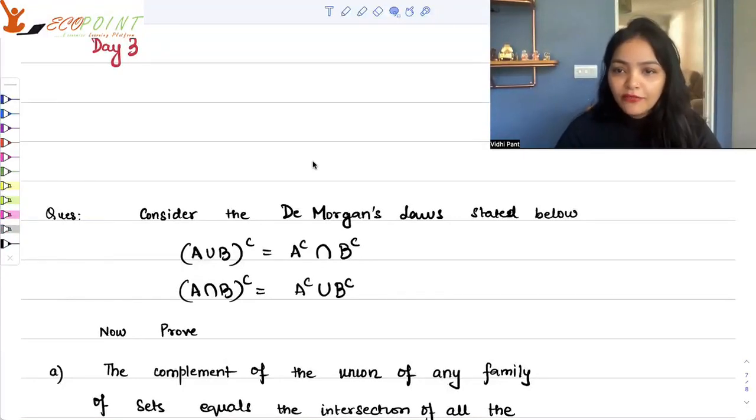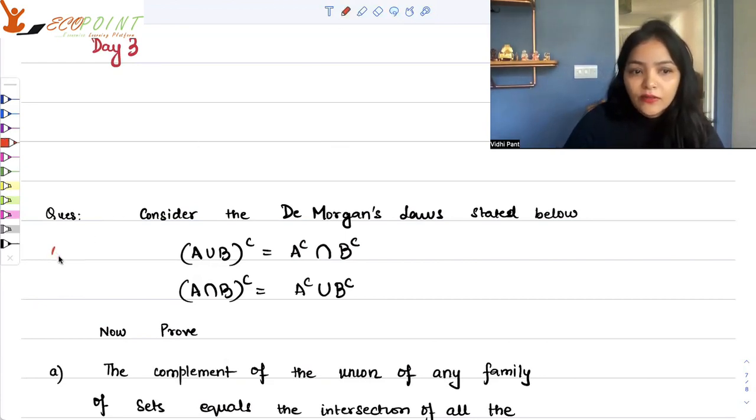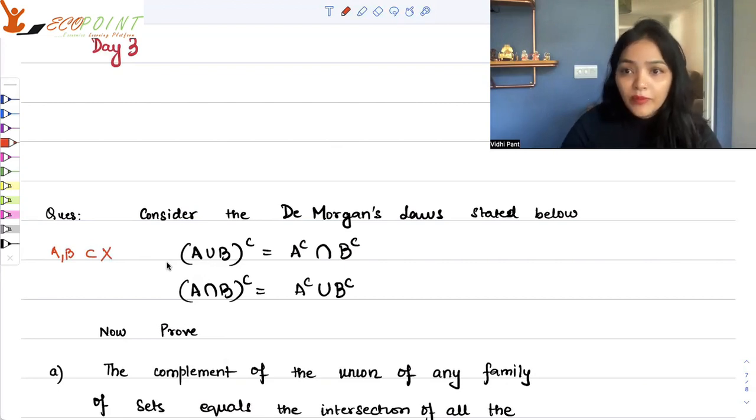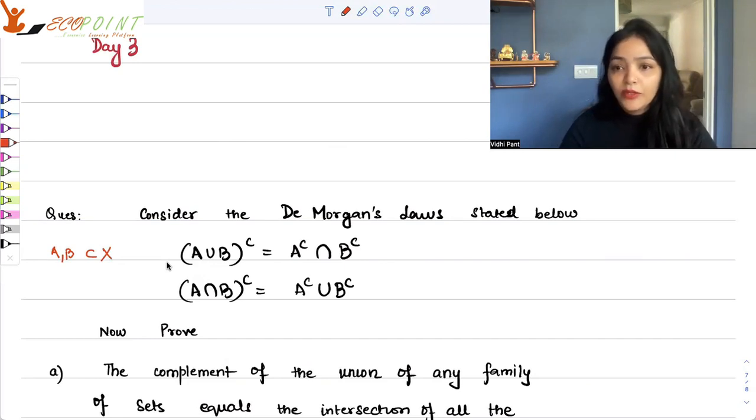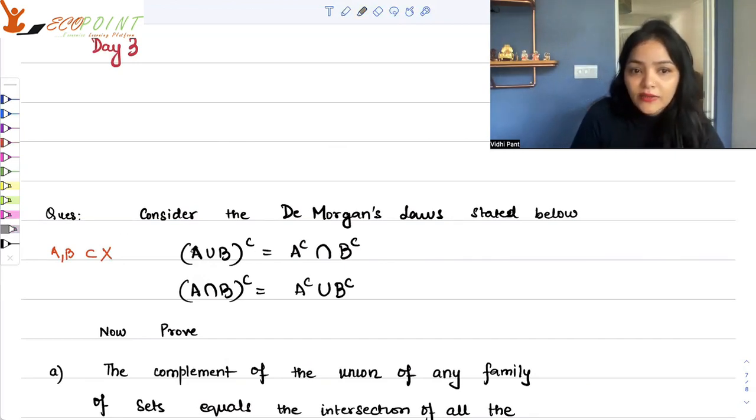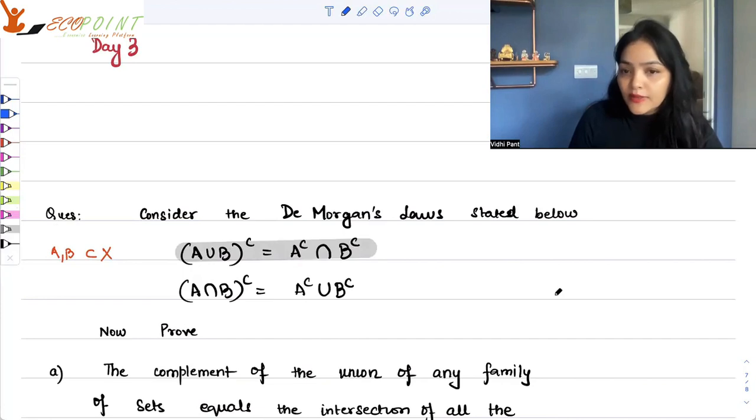So today the question that I have for you is: consider the De Morgan's law stated below. I guess you need to recall De Morgan's law here. What is De Morgan's law? If you have A and B, two sets coming from some universal set, so A, B are subsets of some universal set X. The union of A and B and its complement: if you take the union and take its complement, that will be equal to the complement of the intersection. So as stated here, A union B complement is equal to A complement intersection B complement.